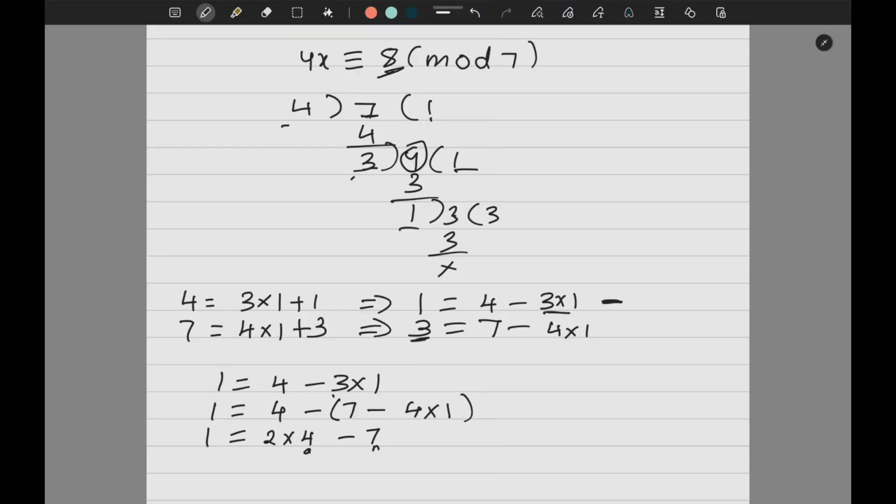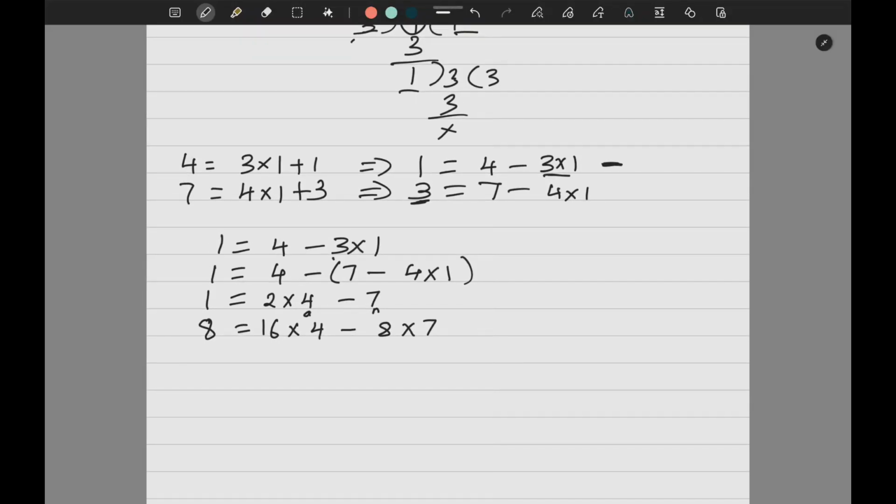Now b value is what? 8. So multiply whole equation by 8 without touching a and n. So I'll have 8 is equal to 8 into 2 which is 16, because I don't want to touch a, into 4, minus 8 into 7. Correct? Now I will write down it in modulo format. So I know it is modulo 7. So modulo 7 safe side I write. I was knowing my b is 8, so I'll write b here.